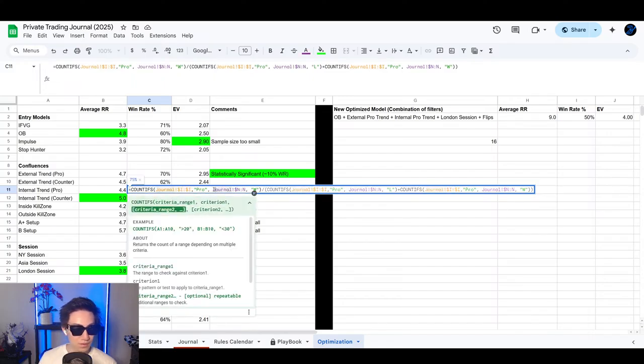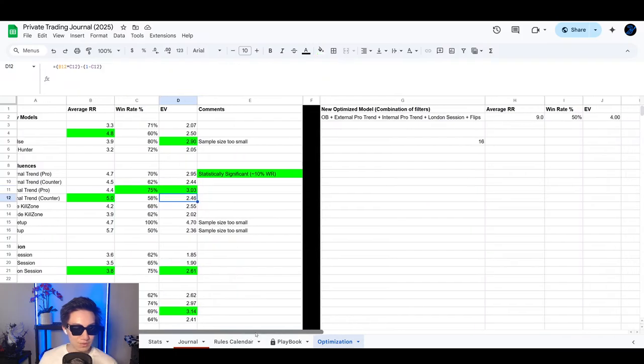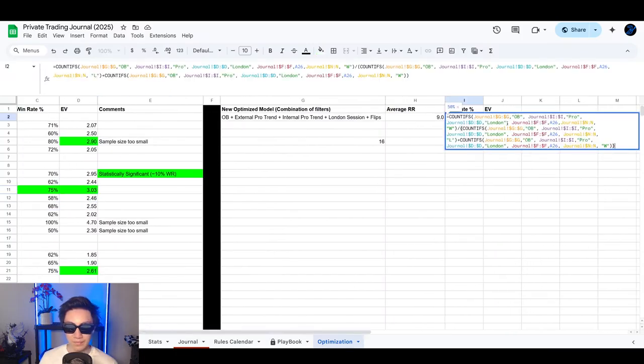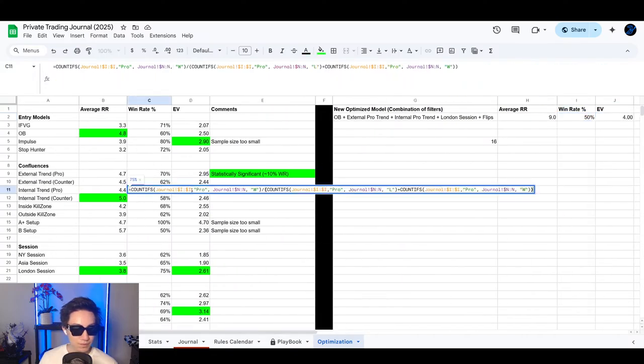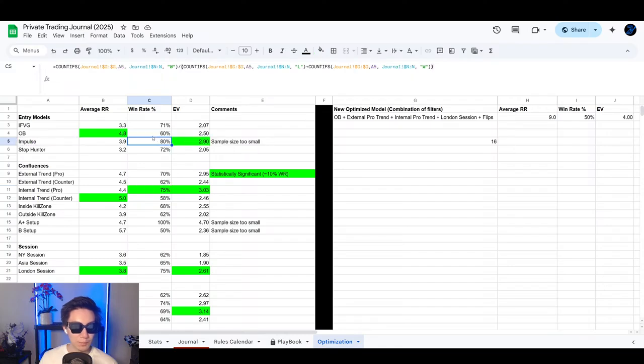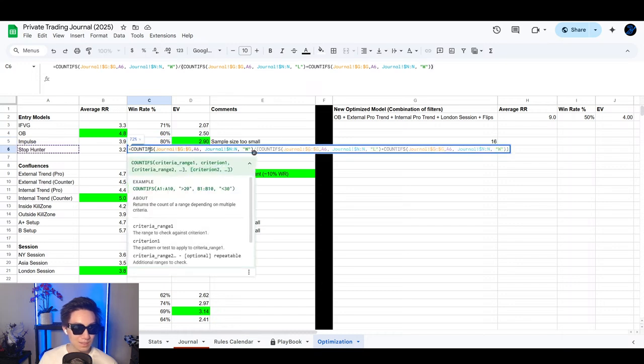So, it would be this. It would be II, which is internal trend pro. 75% has the highest average win rate. So, we do have that II Pro. Okay, do we have the Impulse 80? Impulse we're not going to use. Well, let's go to the next highest one right here. Stop Hunter.